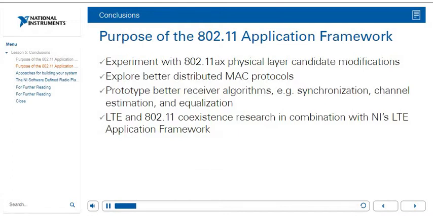Again, some examples of how you could use the 802.11 application framework could be to experiment with 802.11 AX physical layer candidate modifications, explore better distributed MAC protocols, prototype better receiver algorithms such as synchronization, channel estimation, and equalization, or look at coexistence in combination with the LTE application framework. Again, all the source code is open and modifiable by you, so these are just some examples of what you could do, but really you could leverage this for any Wi-Fi related research.